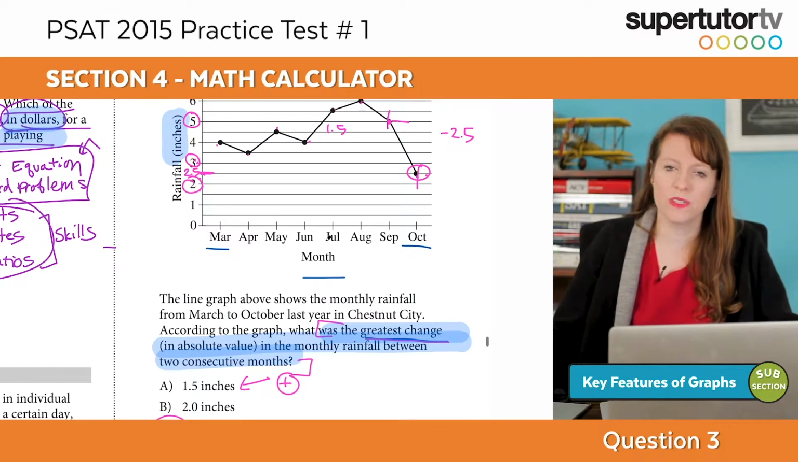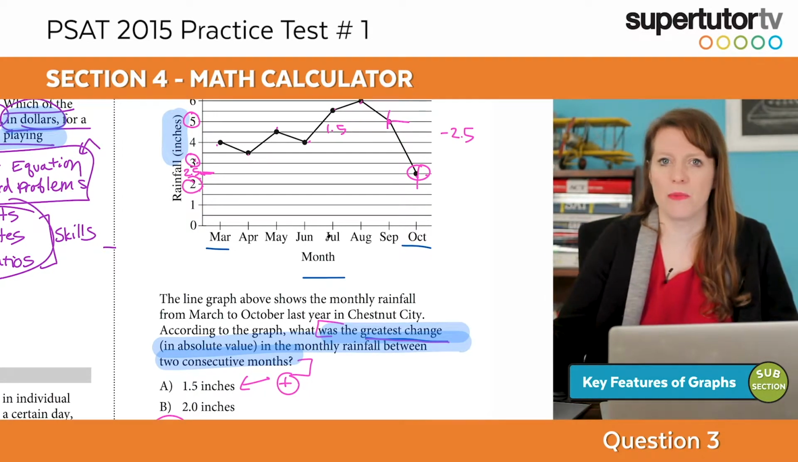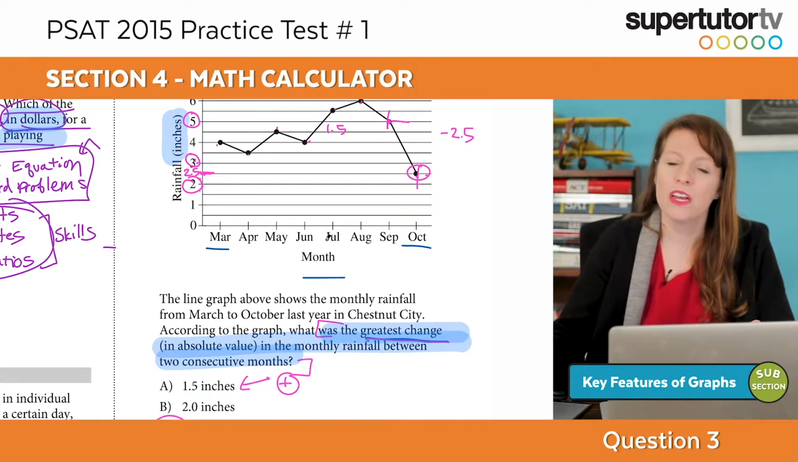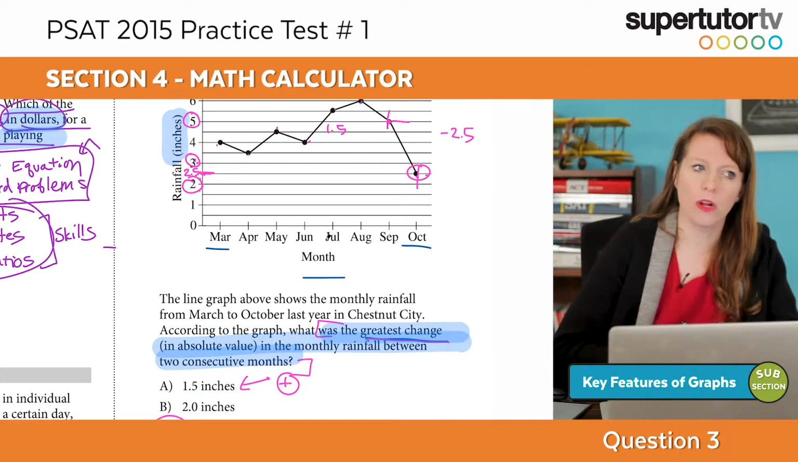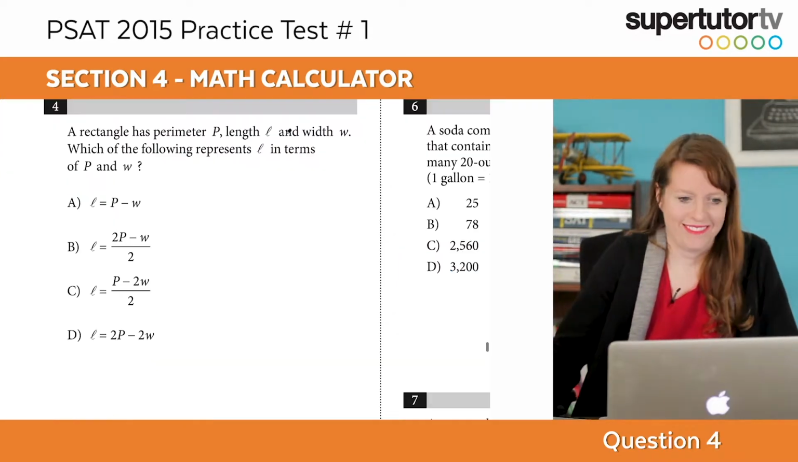Absolute value is the distance from 0, and it means it can be a positive or a negative number, and we're looking at the magnitude of that number. That means how far is it from 0? Not necessarily is it smaller, which a negative number would be smaller than a positive number, right? So there you go. Number 4.